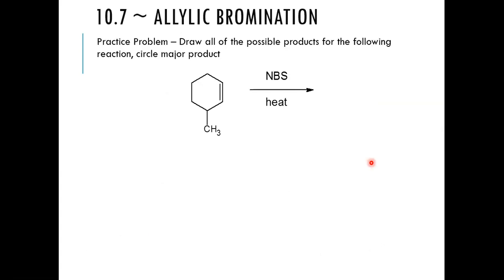So let's do another practice one. We are going to draw all of the possible products for the following reaction and circle our major product. So first, we want to look at what radicals could form. We're reacting our alkene with NBS and heat, so we know it's going to target those allylic positions. So we could remove a hydrogen up here and create a radical, or down here and create a radical, and we would get these two possible radicals.